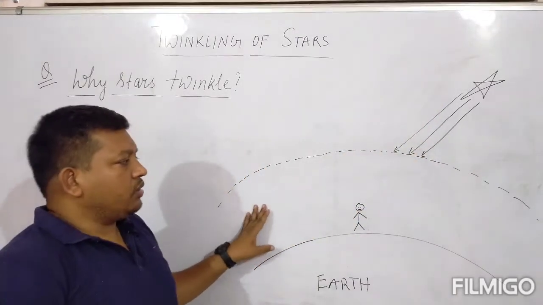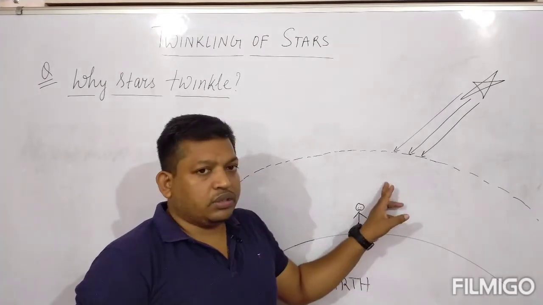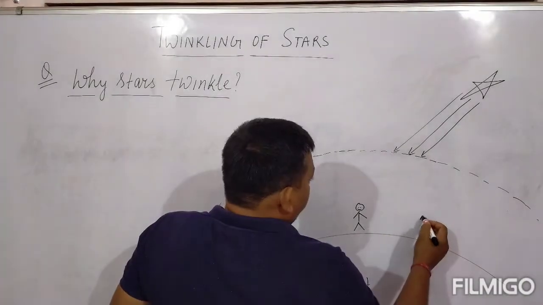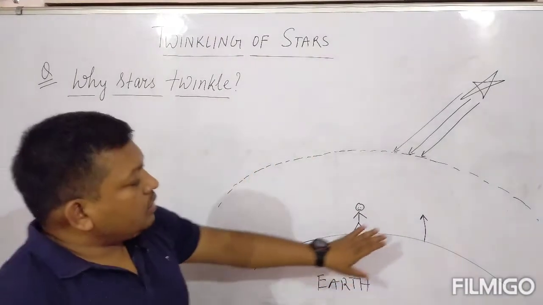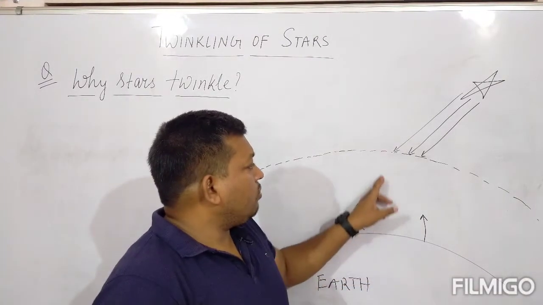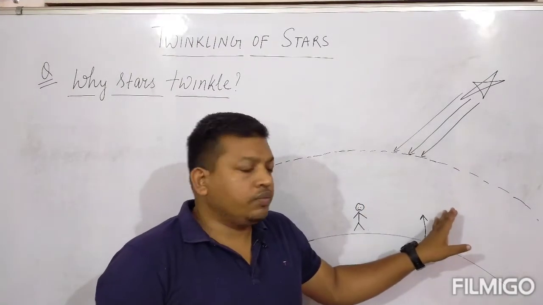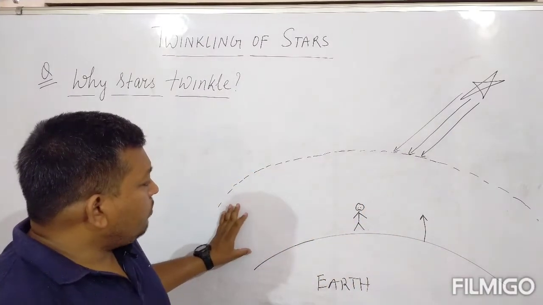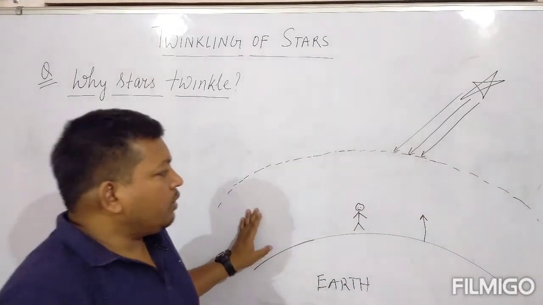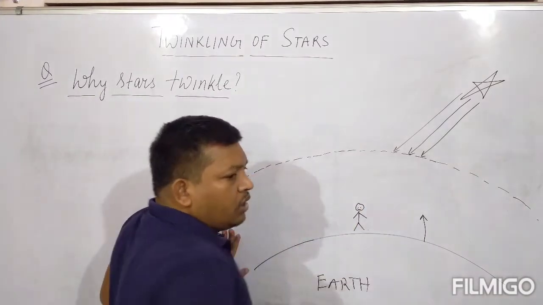Why does this happen? We know that as we go higher from the surface of earth, temperature increases, and increasing of temperature means decreasing of density. Means as we go higher from the surface of the earth, density of the air becomes lower. Also, the physical condition of the atmosphere changes every time. Sometimes temperature changes, sometimes pressure changes. So physical condition is not uniform every time.